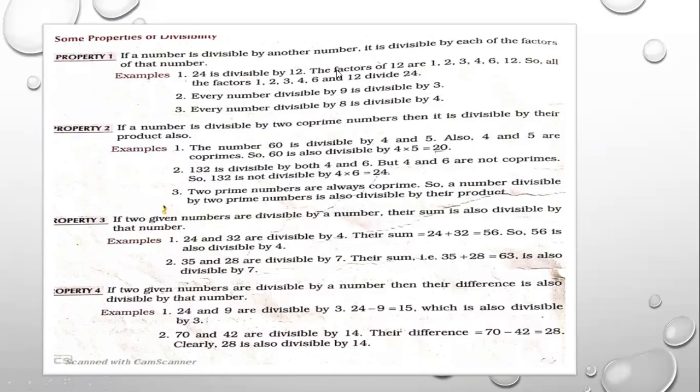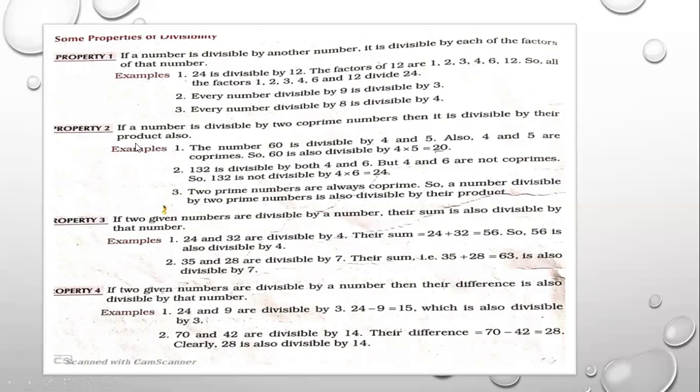So these are some properties of divisibility. Property 1 is, if a number is divisible by another number, it is divisible by each of the factors of that number. See the example here. Suppose a number is 24, which is divisible by 12. So what are the factors of 12? 1, 2, 3, 4, 6, 12. So all the factors 1, 2, 3, 4, 6 and 12 divide 24.